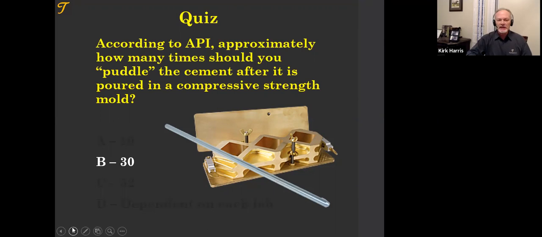The answer is 30. But did you know that the procedure is not to fill up the chamber, the cube mold, with cement? It is to fill it halfway, puddle 30 times, and then finish filling. I would wonder how many labs fill up half of the cube, puddle it, and then fill up the rest. I've never done that. I've always filled it up. I would suggest it's an interesting read to go back and read through the API document on testing, especially if that is the heart of what you do with your job.